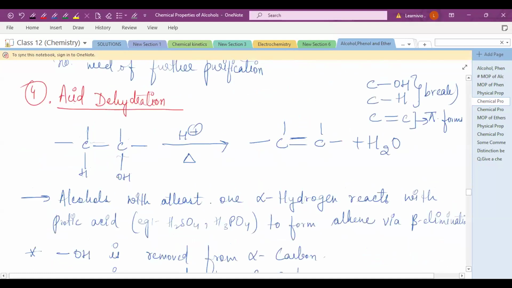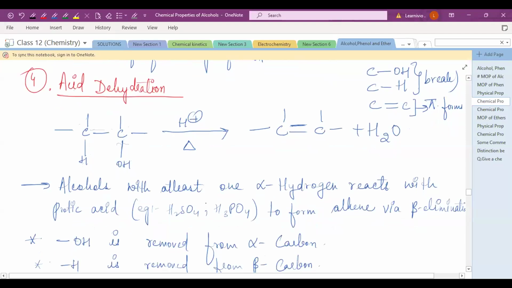Okay, fourth reaction. This is again very important. I just see this many times, like write down the mechanism of acid dehydration, and they just give you the reaction and ask you to write down the mechanism of this reaction. So this is very important. Okay, repeated questions, I have seen in previous year questions, right? So acid dehydration reaction is very important.